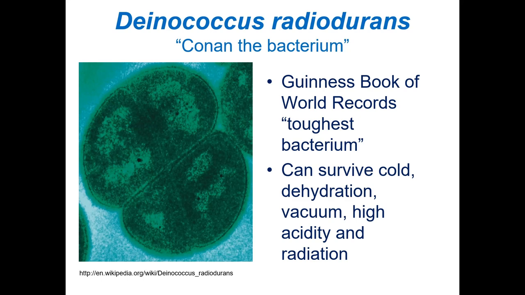This is an interesting one. Deinococcus. So coccus means berry, literally, but it's used to describe a round or spherical bacterium. Dino means terrible. Dinosaur means terrible lizard. This means terrible berry. Radiodurans means it's resistant to radiation. This is a bacterium that is incredibly tough. Apparently, the Guinness Book of World Records has decided it's the toughest bacterium. It is actually the toughest one that we know of just yet. It can survive freezing. It can survive completely drying out. You can put it in a vacuum and it will survive. It will survive exposure to radiation and to acidity and alkalinity. It's a really, really tough bacterium.